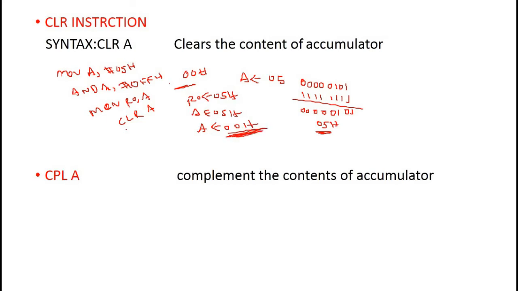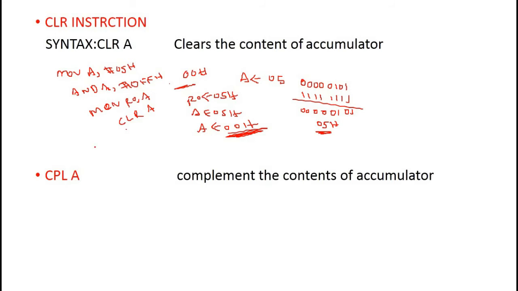In many situations we need this one, because A is one of the registers which will be used for all the arithmetic operations. Okay, right? The next instruction is complement A. Complement means it will complement all the bits of the accumulator, which means it will replace 0 by 1 and 1 by 0, right?